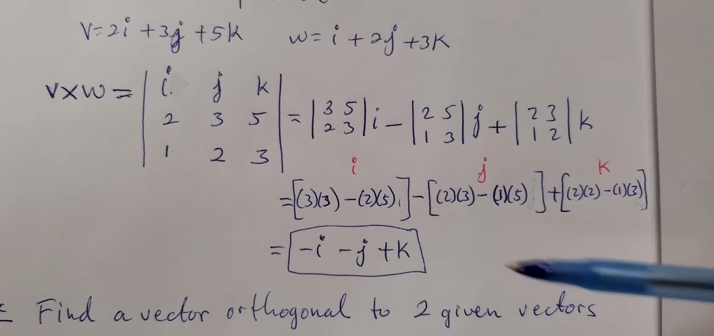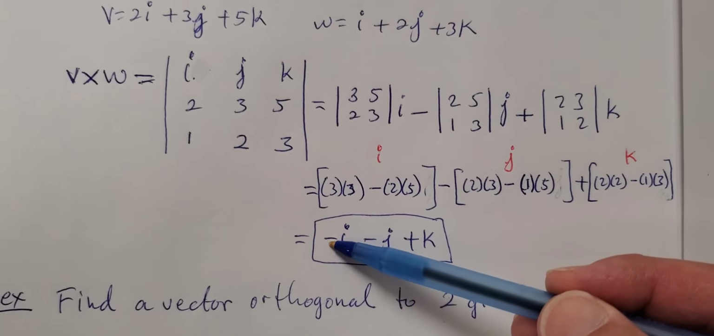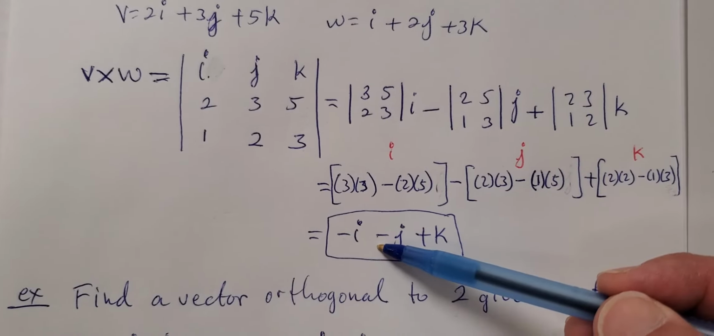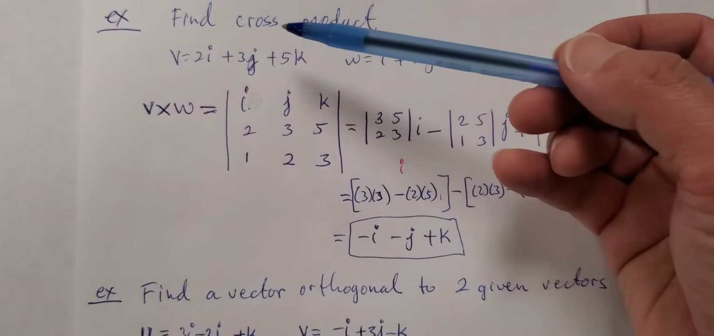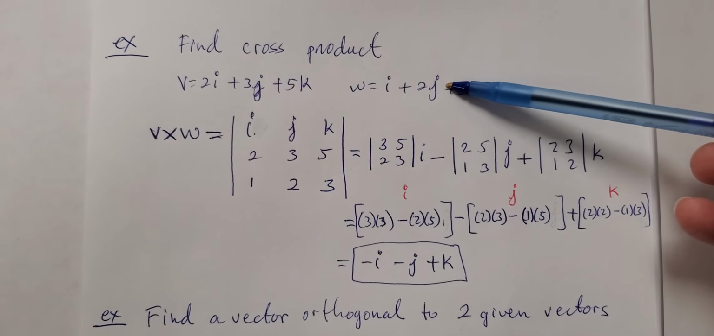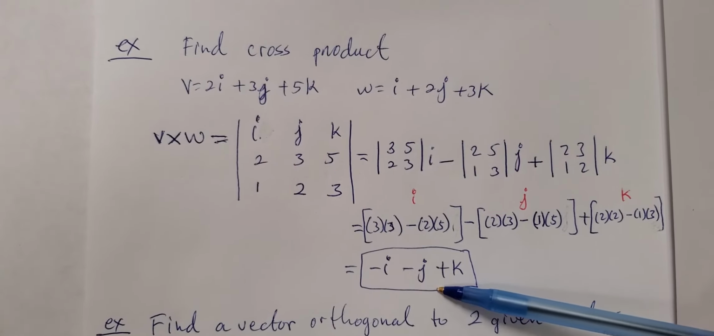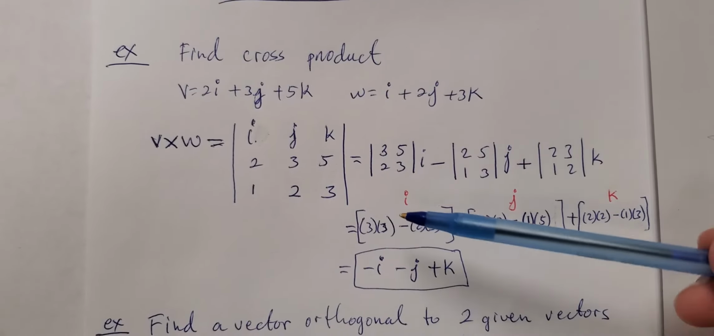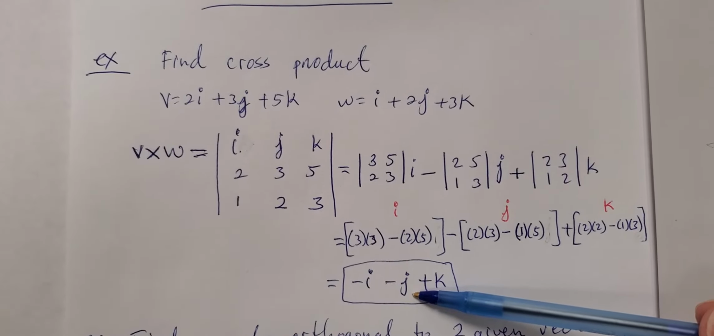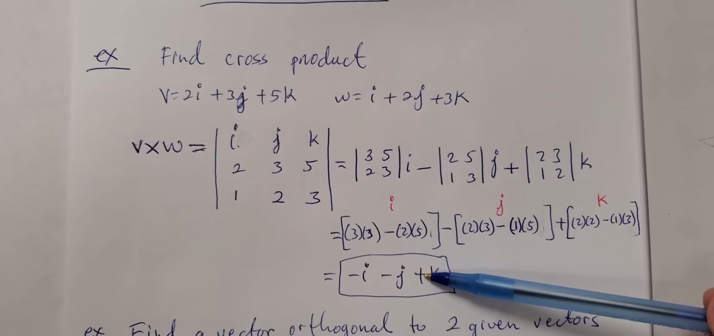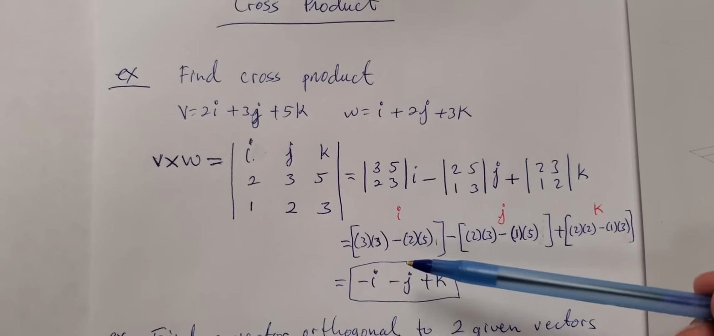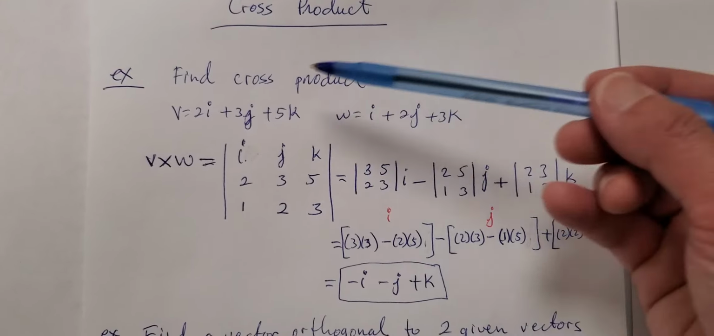Okay, and then when you do your algebra, it comes out to be negative 1i, negative 1j, positive k. So when you do the cross product of two vectors, it will come out as another vector. The cross product of two vectors creates another vector.